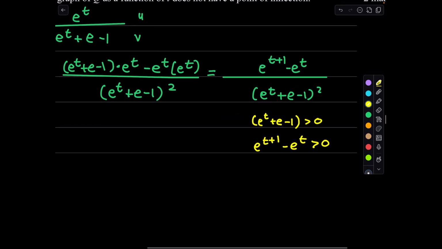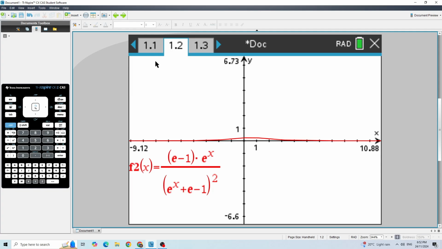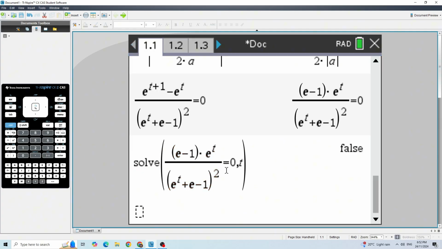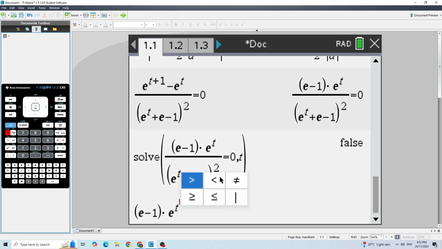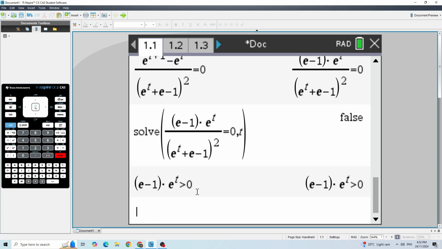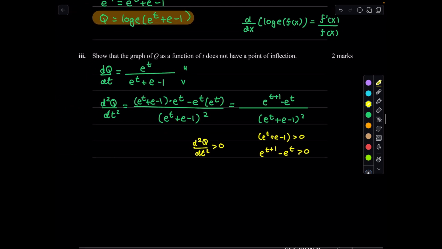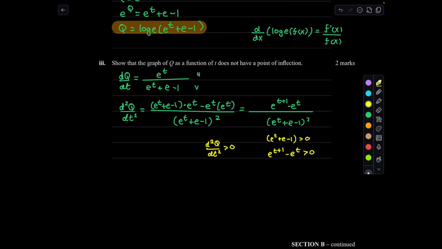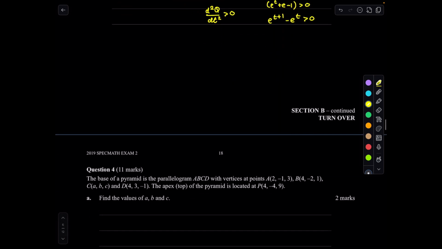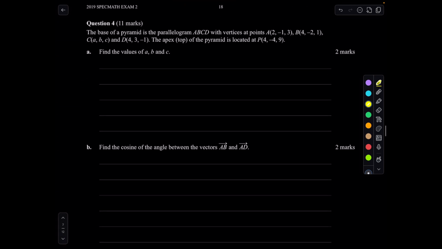So we can state that hence your d squared y/dt squared is greater than 0. It doesn't even equate to 0. You can also do this this way. If you're not sure, what we can also do with our CAS is to take this here and ask, is this greater than 0? Oh, it doesn't really do it. I thought it was going to do it, but don't worry about it. That's basically it. So it doesn't even cross the x-axis, hence there should not have been any solutions. Done. What about question 4?